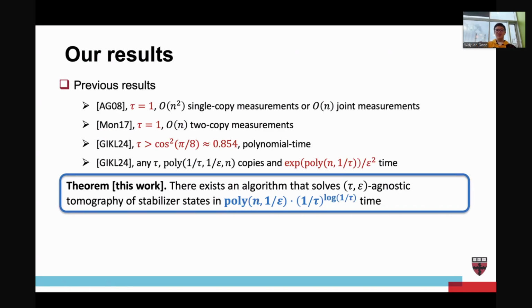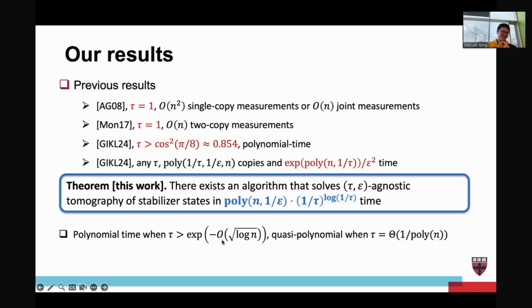And we give an affirmative answer to this question. We show an algorithm that solves tau-epsilon agnostic tomography of stabilizer states in time polynomial in n and polynomial in 1 over epsilon times 1 over tau to the log 1 over tau. Just look at this term: 1 over tau to the log 1 over tau is roughly 2 to the log squared 1 over tau. So this is sublinear or quasi-linear, but not as good as linear. It's between polylog and linear. And if tau is something like inverse exponential in the square root of log n, then our algorithm gives you an efficient algorithm in both sample complexity and time complexity.